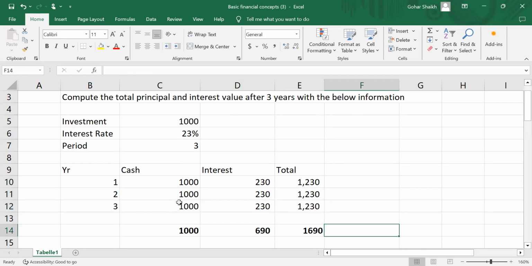The total is 1690. This is simple interest. The interest amount always remains constant. The formula for simple interest is principal amount into 1 plus R times T.